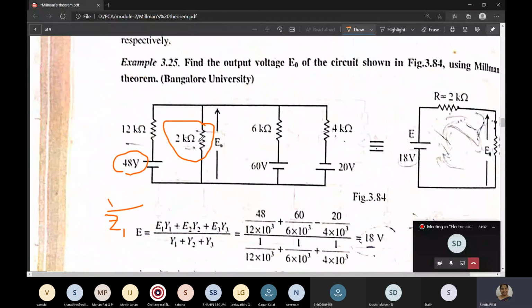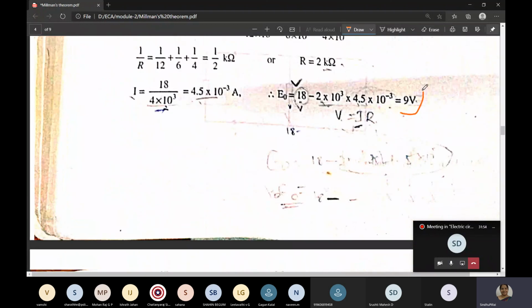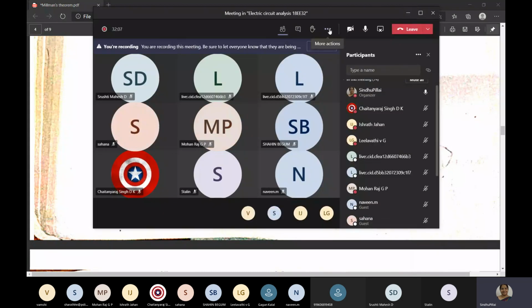Here it is in the textbook, this is how it is solved. It is converted to a single voltage source of 18 volts with internal impedance 2 kilo ohm, and this is the series resistor. This is where you have to find out the answer. So it is 18 volts and the last answer is 9 volts. You can take it from the textbook also, or I have done the same example in the notes also. Two or three more examples will continue in tomorrow's class.